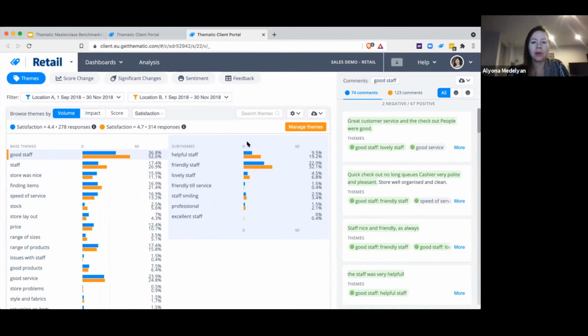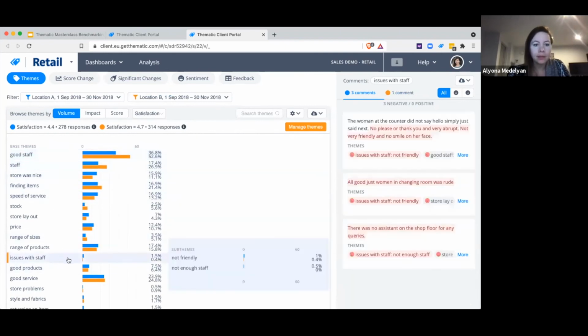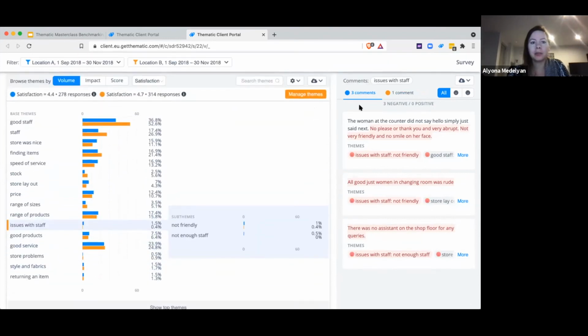Both talk about how great the staff is, but location B has more people talking specifically about friendliness and helpfulness. And there's some other related themes. So basically there are people who mention that their staff is either not friendly or there's not enough of them on the floor, and it's 3 complaints versus 1 complaint. You can see that the number of responses is similar, so it is comparable.